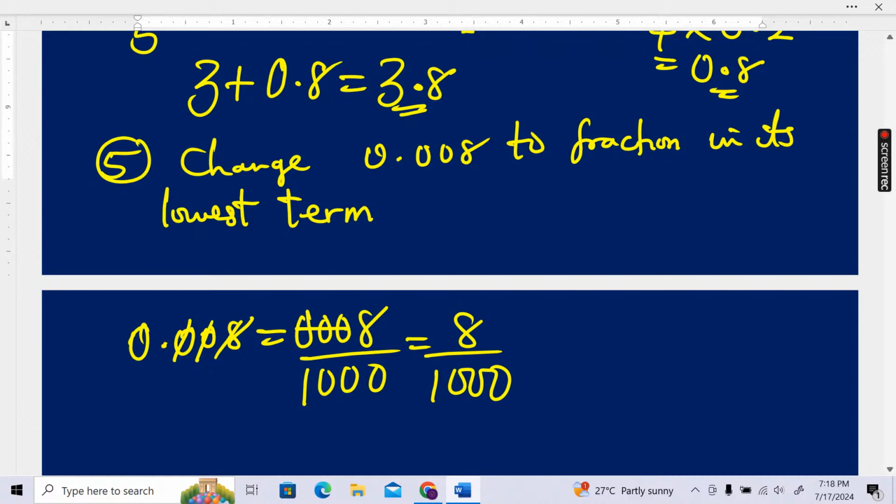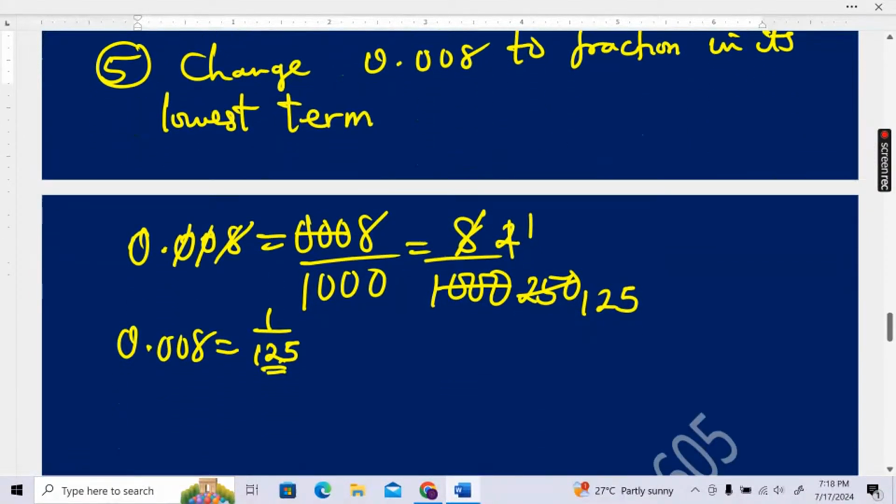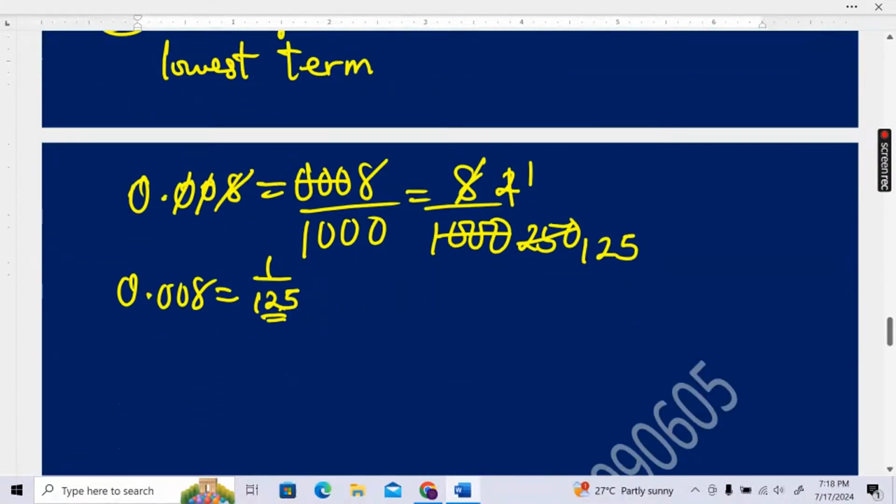So let's reduce to the lowest term. 4 can divide 8, we have 2. 4 can divide 1,000, we have 250. Then 2 can still divide. 2 into 2 is 1. 2 into 250 is 125. So 0.008 to fraction is 1 over 125. So if that was what you typed, give yourself 3 stars.